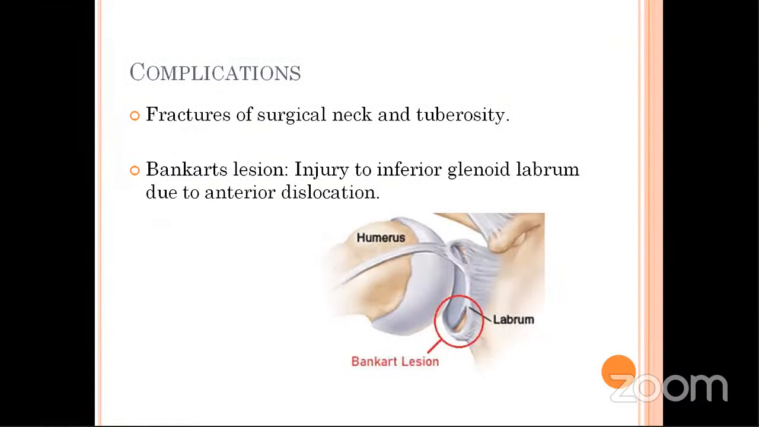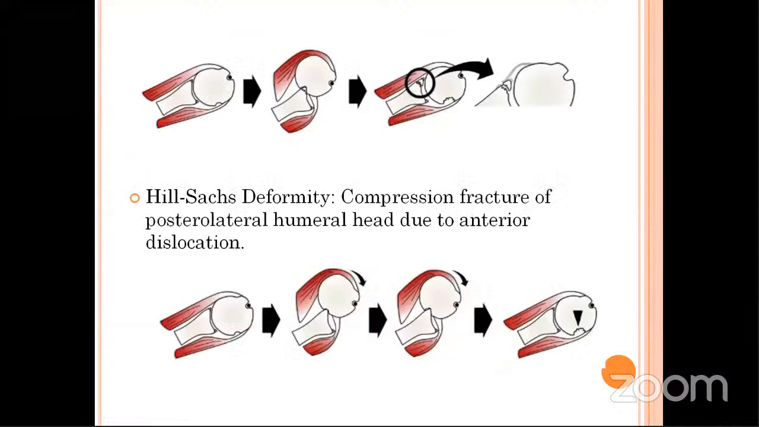Complications of shoulder dislocation: as I've mentioned earlier, there can be fractures of the surgical neck and tuberosity. And Bankart's lesion is a common complication. It is the injury to the inferior glenoid labrum due to anterior dislocation. If there is only soft tissue injury, it is known as a soft Bankart lesion. If there is any fracture or bony fragment involvement, it is known as a bony Bankart lesion.